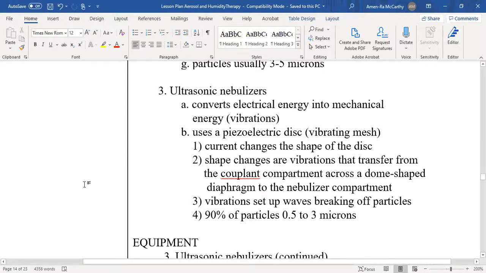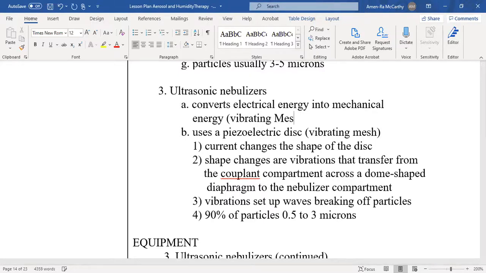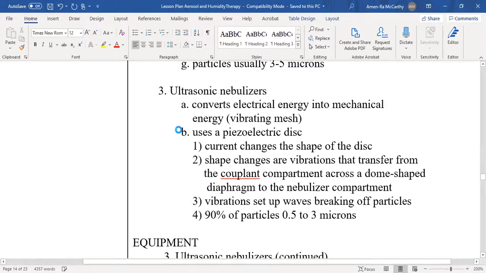That's the last unit. All right, so the ultrasonic nebulizer was one of the OGs of respiratory, okay? Really old machine, but still high-end quality. It converts electrical energy into mechanical energy via the vibrating mesh. As a matter of fact, let me put that right here. Vibrating mesh. Please remember that word, vibrating mesh. You're going to see that a lot on your boards. That's what they're talking about when they talk about the ultrasonic nebulizer and the piezoelectric disc or crystal, that's via the vibrating mesh.